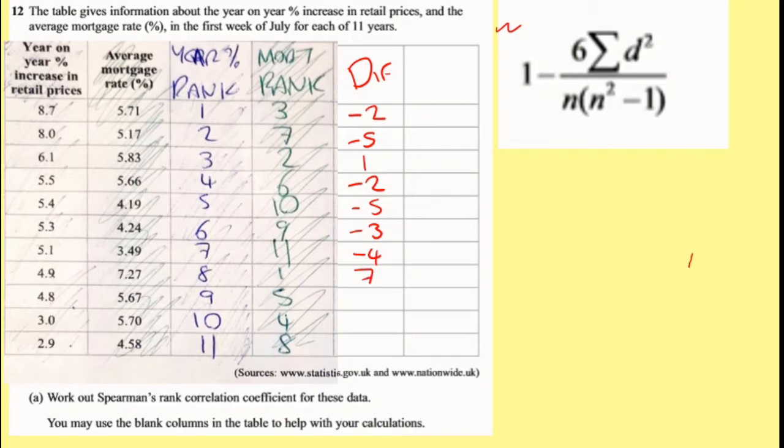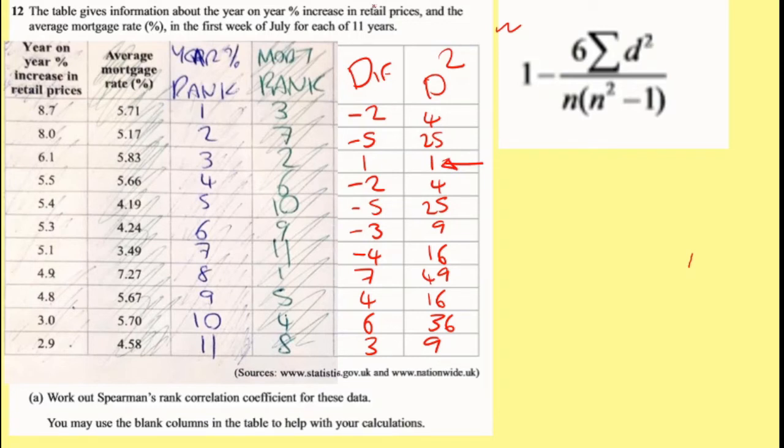9 minus 5 is 4. 10 minus 4 is 6. 11 minus 8 is 3. And then we just square them, so it really doesn't matter if you mess up your minuses. Let's put my difference squared. So that's 4, 25, 1, 4, 25, 9, 16, 49, 16, 36, and 9. Be careful with that one there. For some reason people always say 1 squared is 2 and it's not.